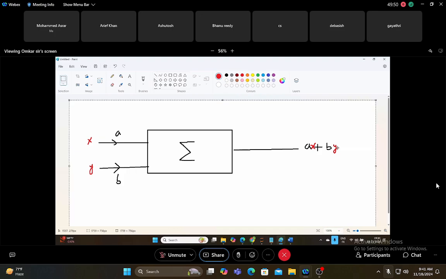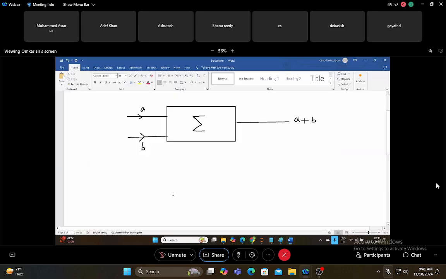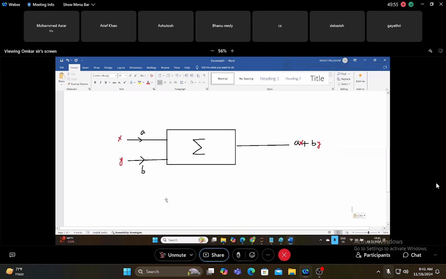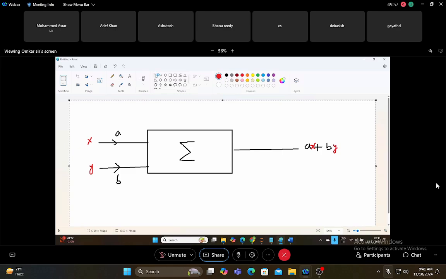Number two. Now number three. Suppose there is one more image coming like this, one more value, C is coming. Then what will happen? X plus BY, the third image. Very good.